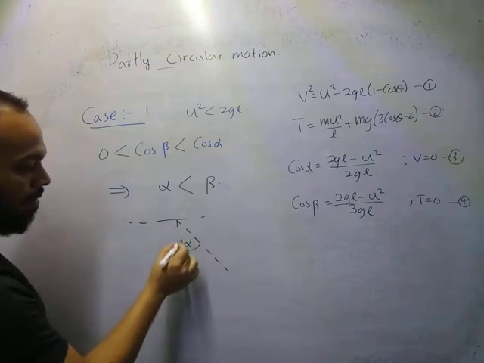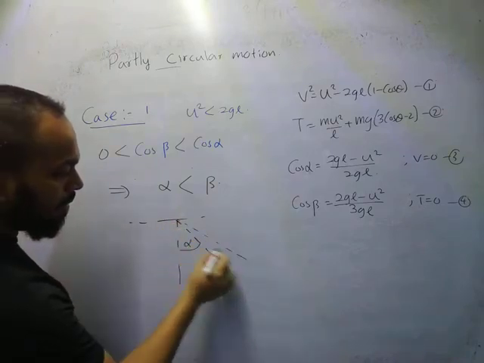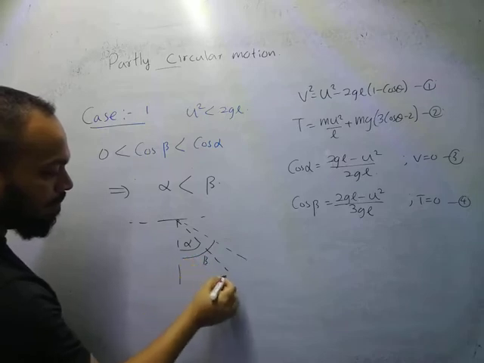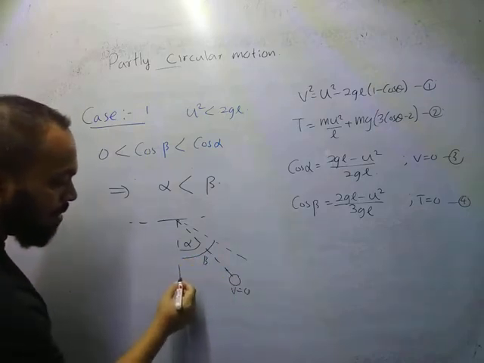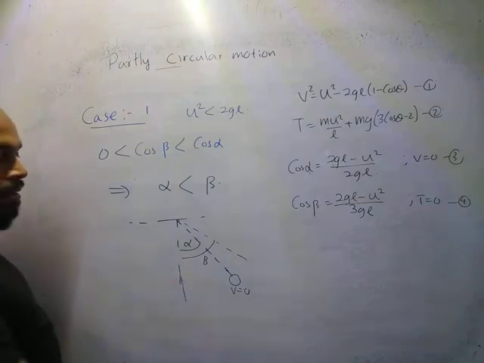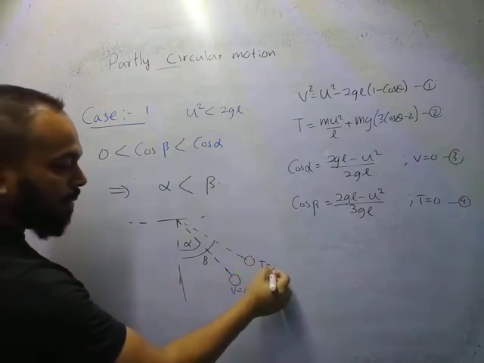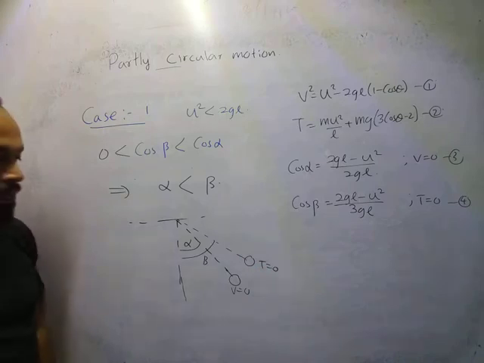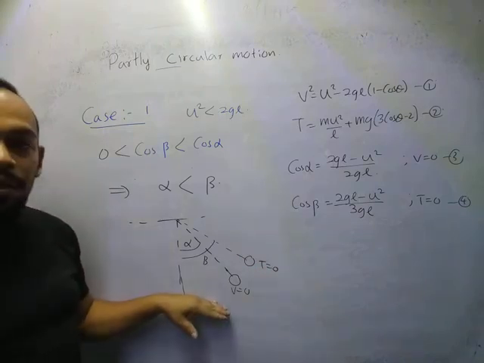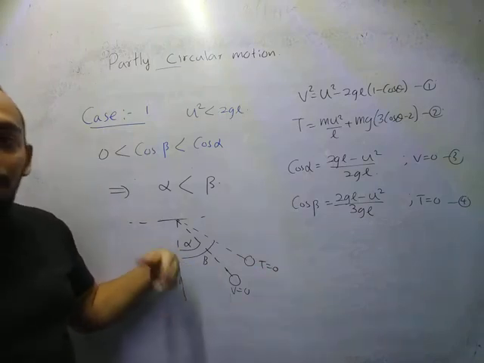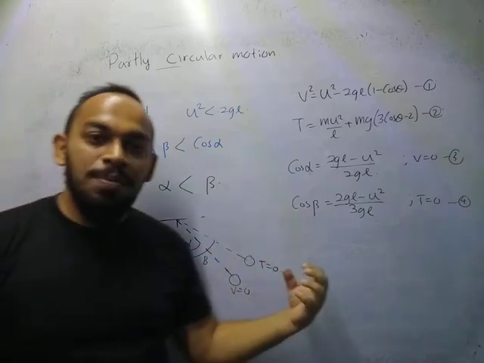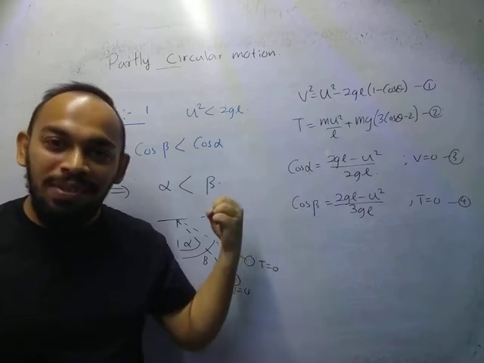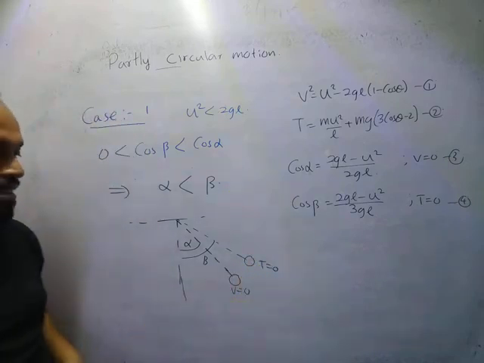If it is alpha, beta should not be larger. This is beta, right? So the velocity of the particle becomes 0 at this position, right? Tension would become 0 at this position. So what does this mean? Velocity becomes 0 before the tension becomes 0, right? If velocity becomes 0 before tension becomes 0, the particle will definitely stop there and start oscillation, right?